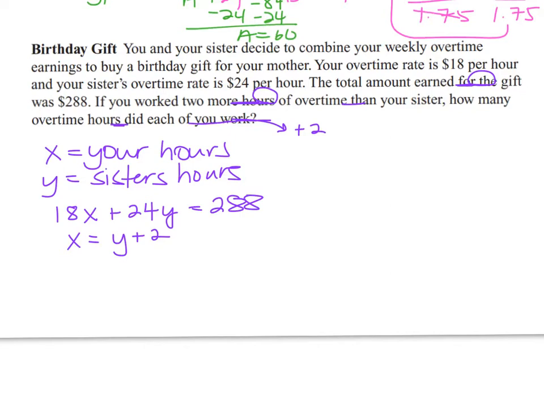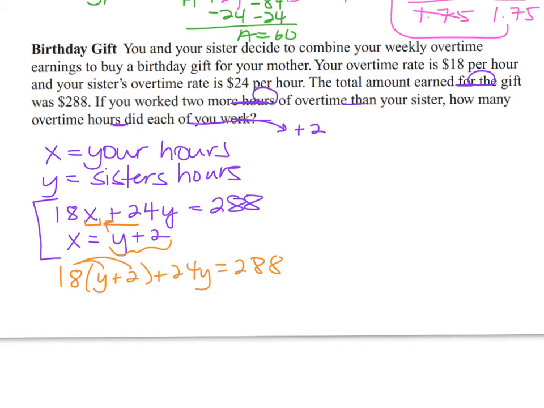So this is our system. We have 2 equations with 2 variables. Notice in that second equation, X is by itself already. So if we think solving by either substitution or elimination, substitution would be the way to go. In that first equation, there's X, and in the second equation, we said X was equal to Y plus 2. Let's substitute that in. If we take 18 times Y plus 2 plus 24Y is equal to 288, we only have one variable in that equation.